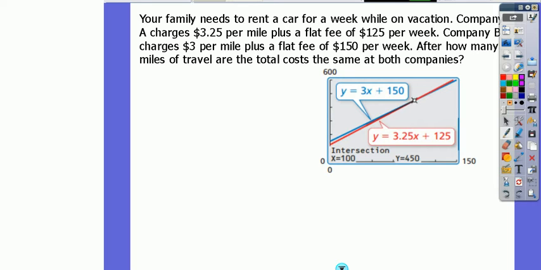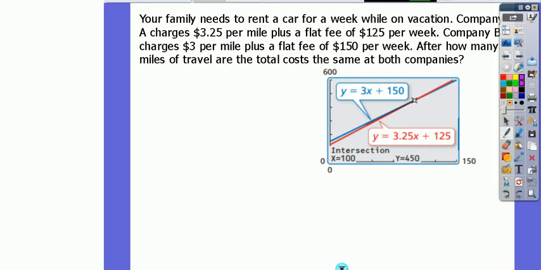It says your family needs to rent a car for a week while on vacation. Company A charges $3.25 per mile plus a flat fee of $125. Company B charges $3 per mile plus a flat rate fee of $150 per week. After how many miles of travel are the total costs the same at both companies?